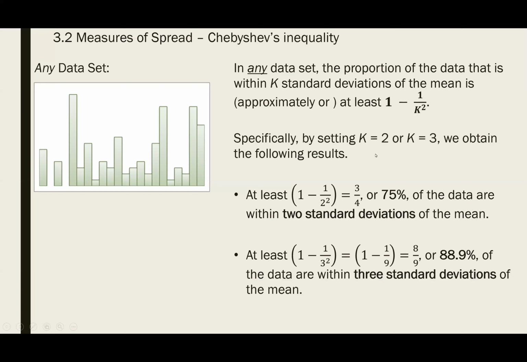But this is what we have: if k is equal to 2, and this is all you need to remember for the Chebyshev inequality, it will consider 75% of your data. Meaning within 2 standard deviations, for Chebyshev, it will consider 75% of your data. Within 3 standard deviations, for Chebyshev, it will consider 88.9% of your data. That's the difference between Chebyshev and the empirical rule.